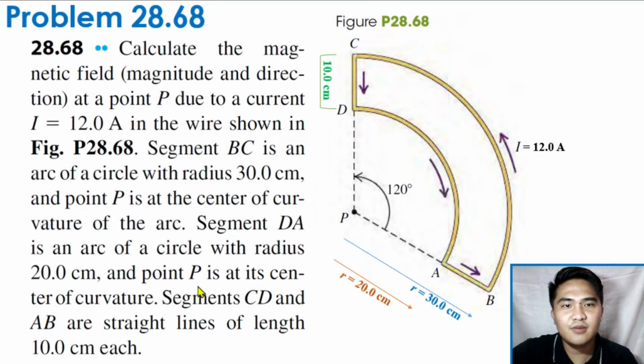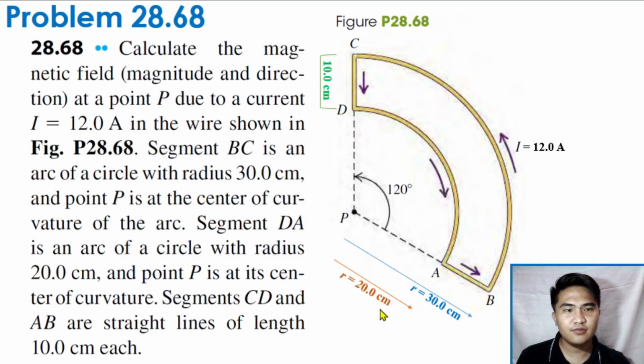For the last problem, problem 28.68. Calculate the magnetic field, both magnitude and direction, at a point P due to a current I which is 12 amperes. Segment BC is an arc of a circle with radius 30 centimeters, and point P is at the center of curvature of the arc. Segment DA is an arc of a circle with radius 20 centimeters, and point P is at its center of curvature. Segments CD and AB are straight lines of length 10 centimeters each.